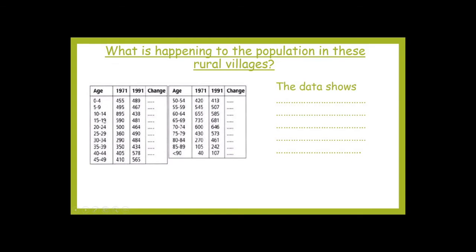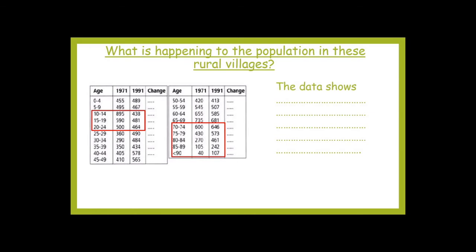What's happening when you get to your late teens and early 20s? What's happening to the number of people in that age category? Versus what's happening when you look at people that are 70 plus? What do you notice? Yeah. The younger age categories are leaving. Their numbers are going down. The older age categories are increasing. Their numbers are going up. We call this an ageing population.